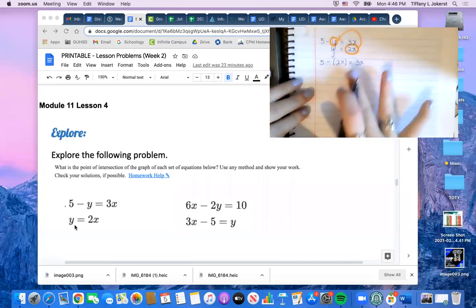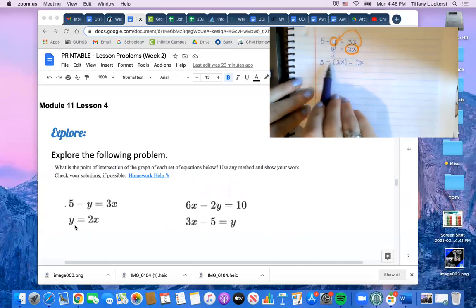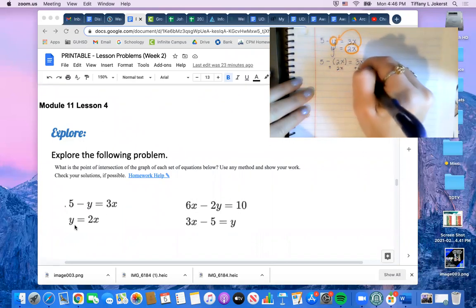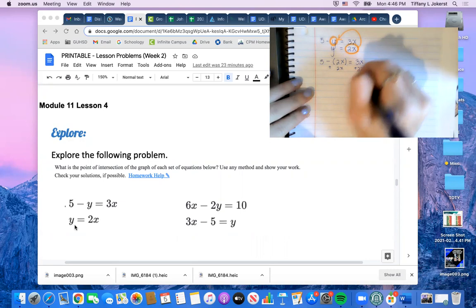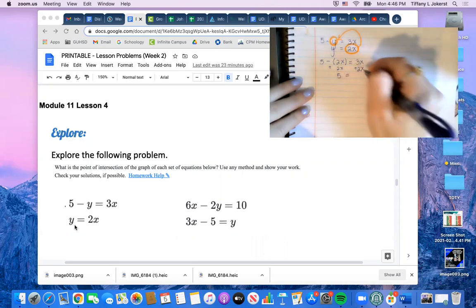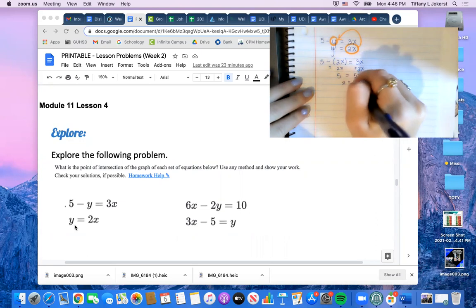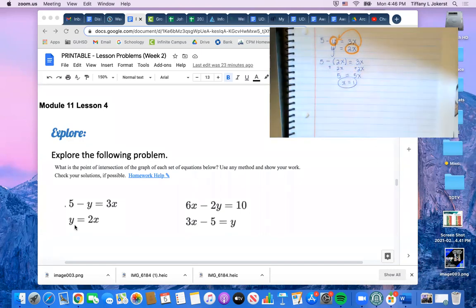Okay, so now I can go through and solve this. This is just 5 minus 2x. So I'm going to add the 2x to the other side to get it over here with this x. Okay, so I have 5 is equal to 5x, which means x is equal to 1.